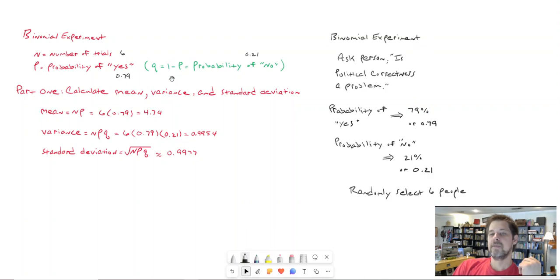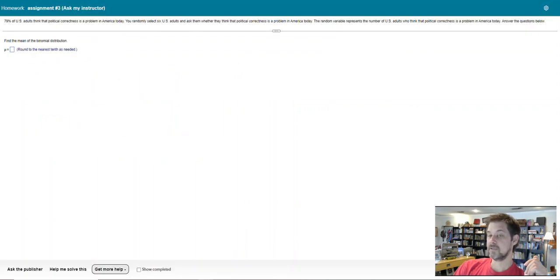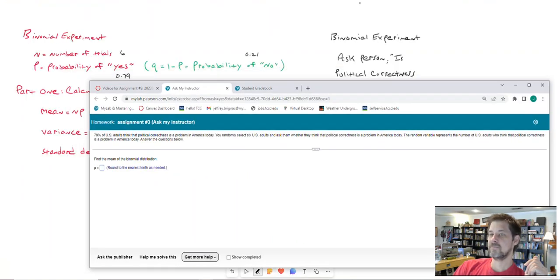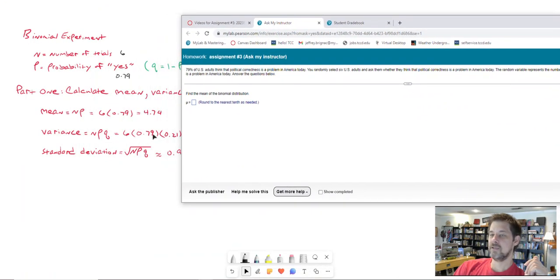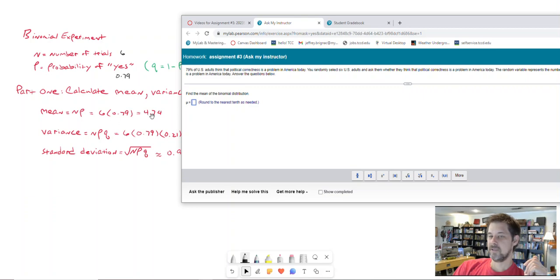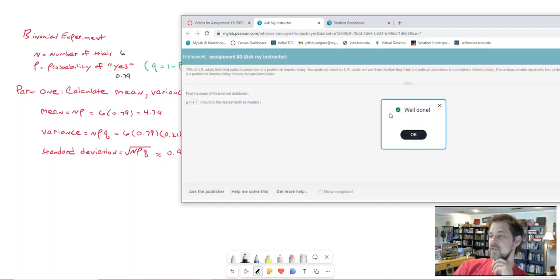Okay, so the mean is n times p, the number of trials times the probability of yes. So that's 6 times 0.79, that's 4.74. That's what I need. It says round to the nearest tenth, so 4.7. All right, 4.7. And then we got it right.